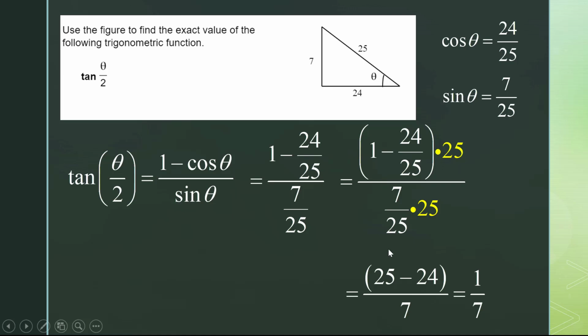And 25 times 1 gives me 25. 25 times 24 over 25 gives me 24. 7 over 25 times 25 gives me just 7, because the 25s are going to cancel. You can think of this 25 as 25 over 1, right? And so we have a 25 in our numerator that cancels with the 25 in our denominator. And so when we're done simplifying, again, the answer is 1/7.